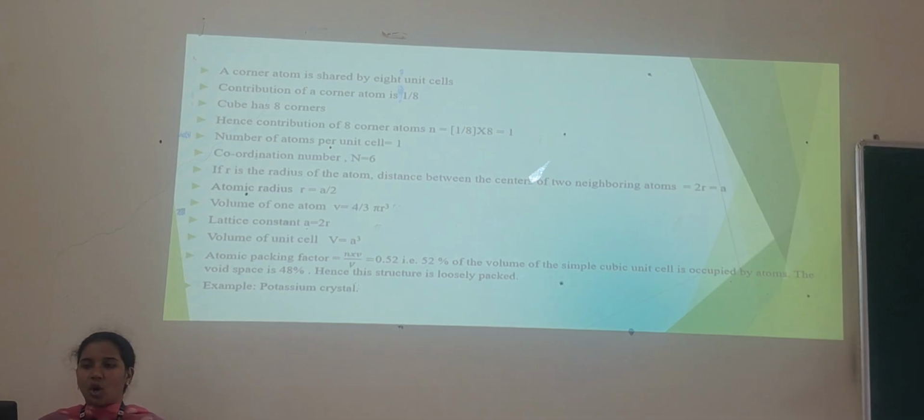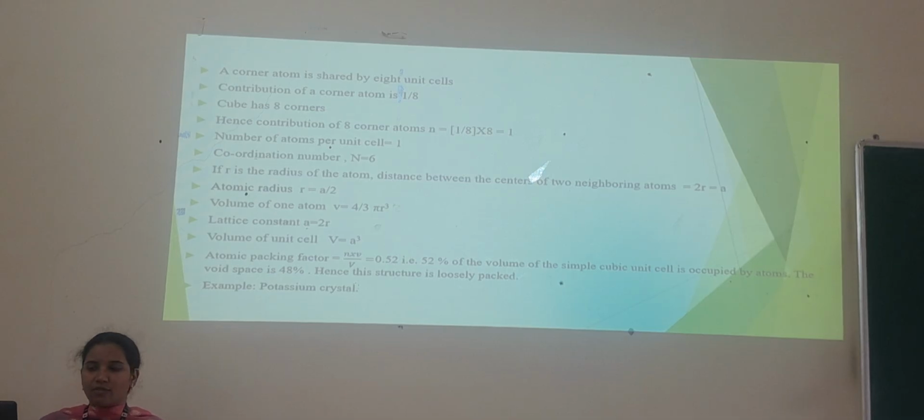Each corner atom is shared by 8 unit cells, so the contribution of a corner atom is 1 by 8. A cube has 8 corners, hence the contribution is 1 by 8 into 8 equals 1. So the number of atoms per unit cell is 1 and the coordination number n equals 6, and the atomic radius r equals a by 2. The volume occupied by one atom in the simple cubic is 4 by 3 pi r cube.